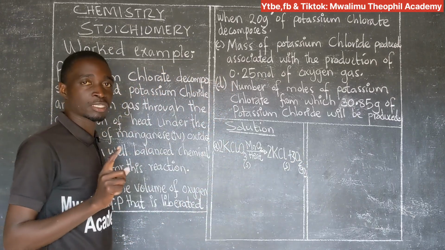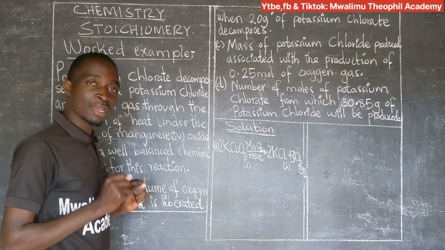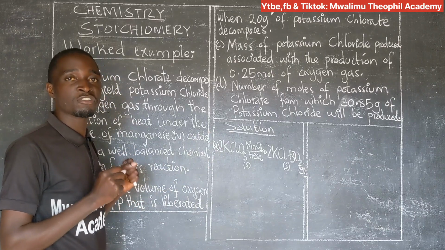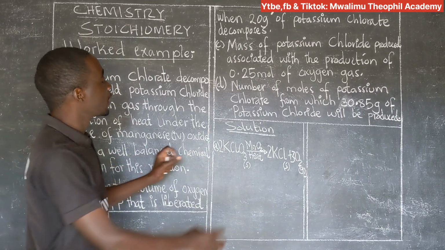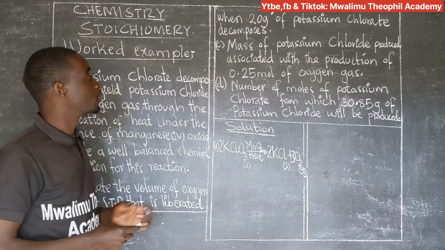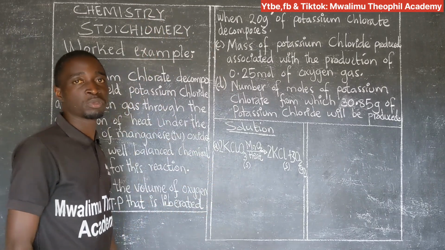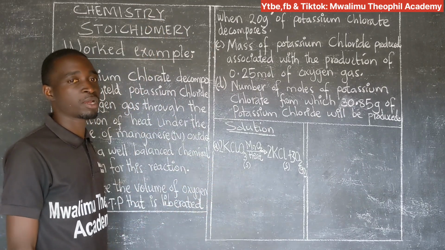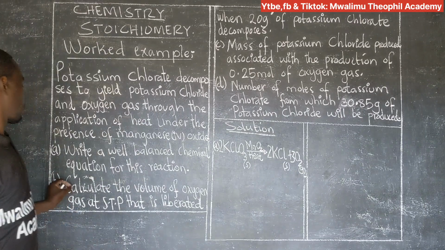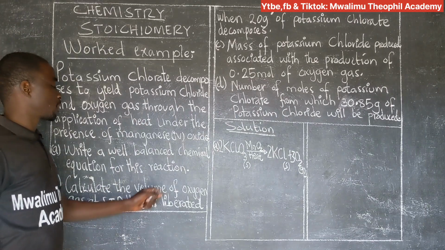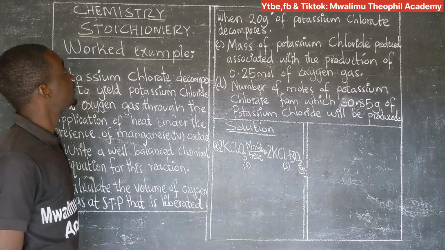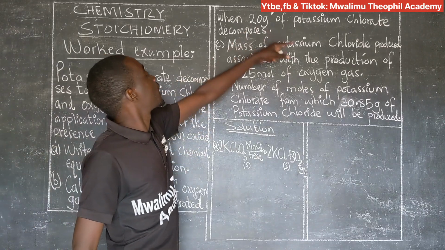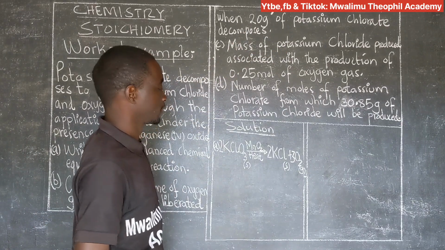I remind you that the section on balancing chemical equations is very, very important, because when you balance it in a wrong way, it will lead all the calculations to be wrong. So you have to be careful when you balance your chemical equation. Let's go to part B, whereby we are required to calculate the volume of oxygen liberated at STP when 20 grams of potassium chlorate is decomposed.